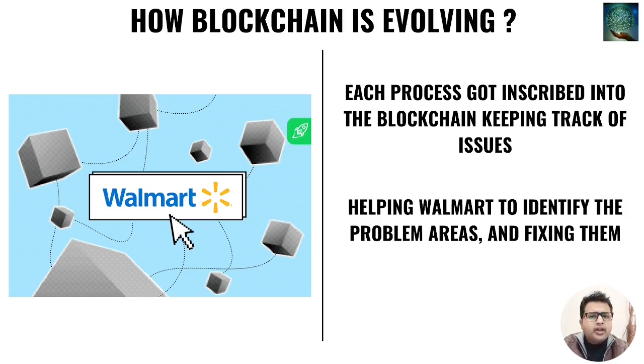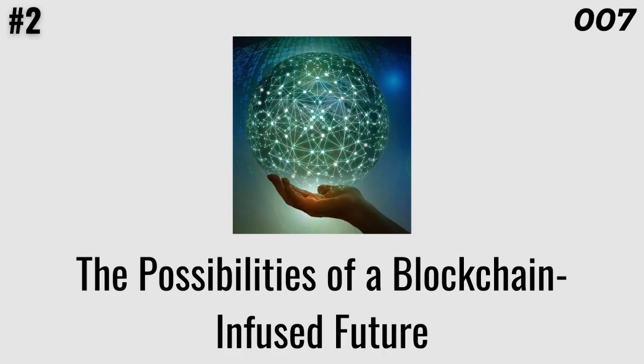Walmart incorporated a blockchain, and each process got inscribed into the Walmart blockchain, keeping track of issues. Since each and every process got inscribed, they just had a look into it, and it helped Walmart to identify the problem areas and fix them. A company like Walmart solved one of its critical problems using blockchain.